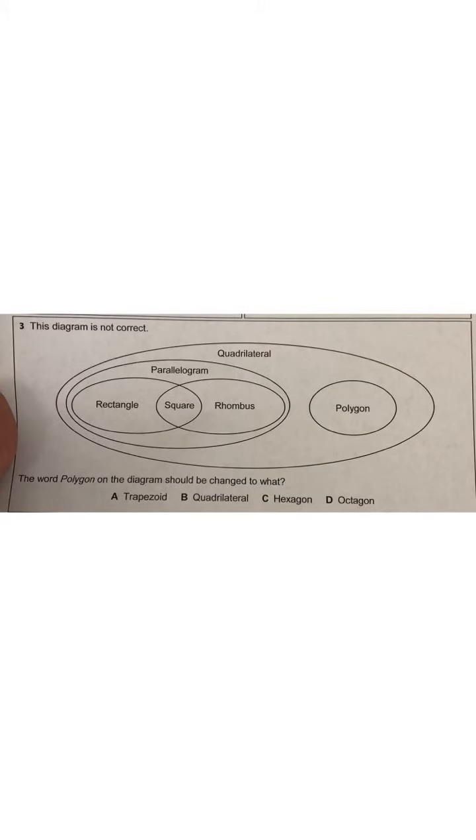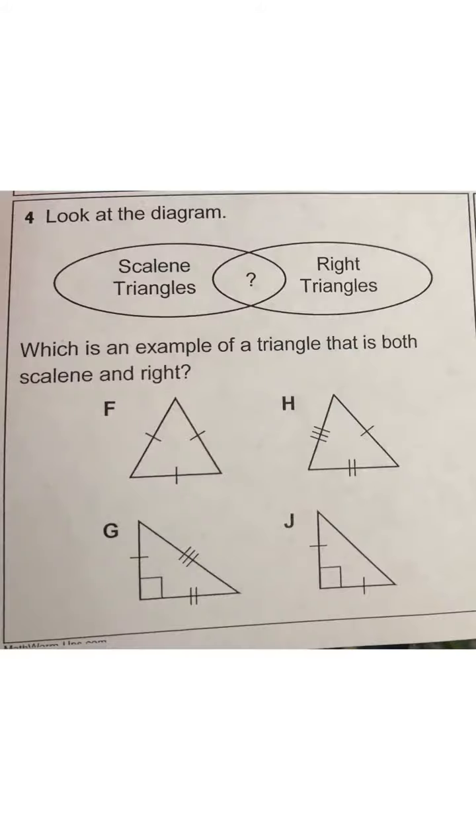The word polygon on the diagram should be changed to what? A, trapezoid, B, quadrilateral, C, hexagon, or D, octagon. Look at the diagram. Which is an example of a triangle that is both scalene and right?